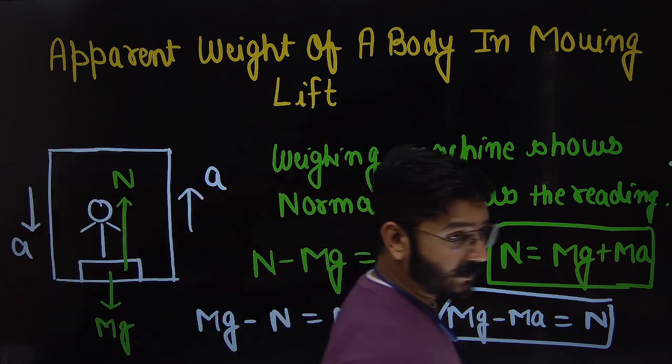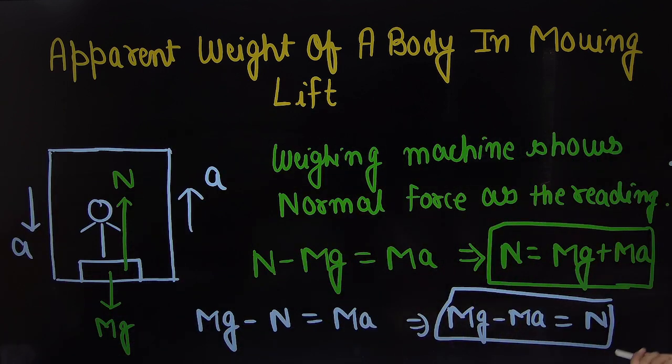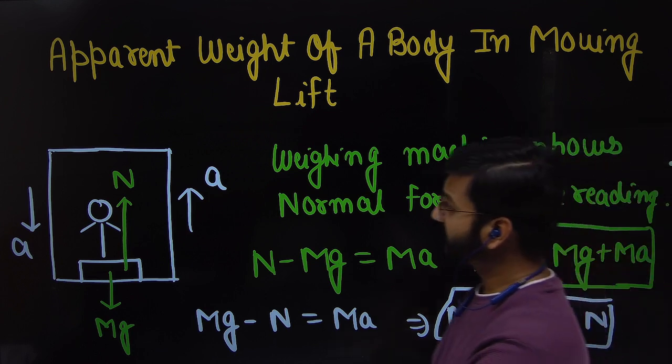Next one. Next, write down the heading: Apparent weight of a body in a moving lift.